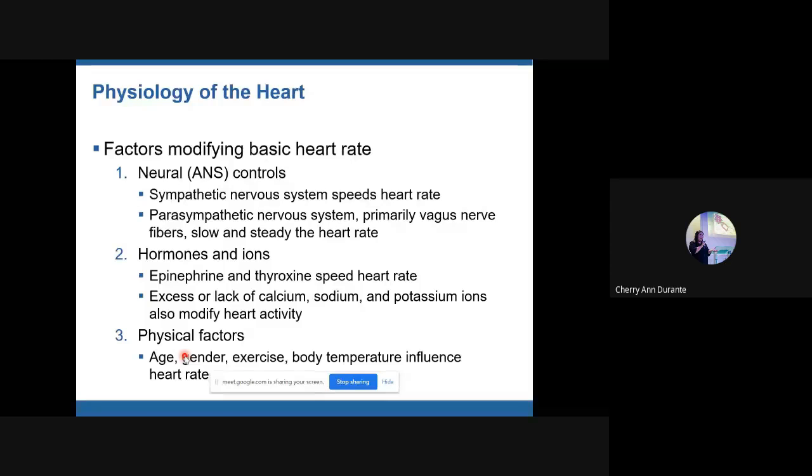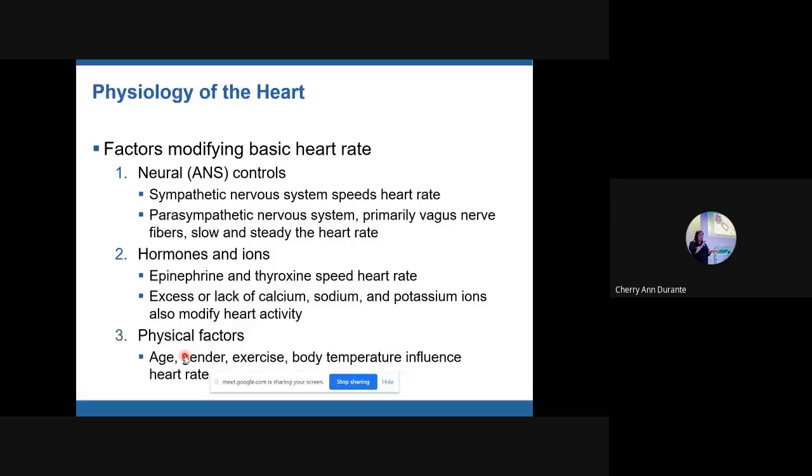Then, it will speed up your heart rate. Diba? Kaya kinakabahan ka. Thyroxine, on the other hand, is your T4. It is your thyroid hormone. So, your thyroid hormone will also speed up your heart rate kasi it's responsible for metabolism.